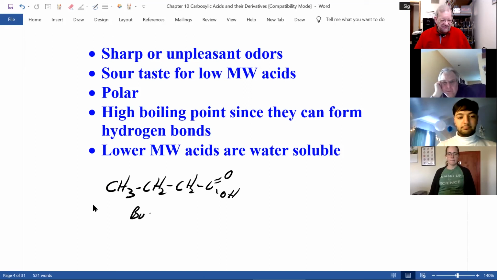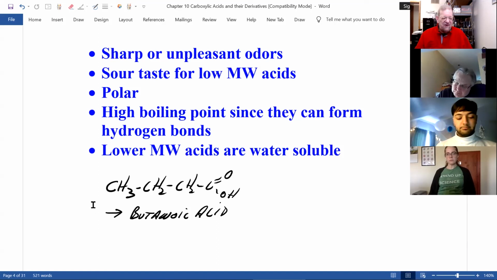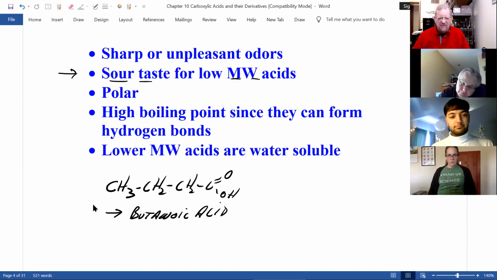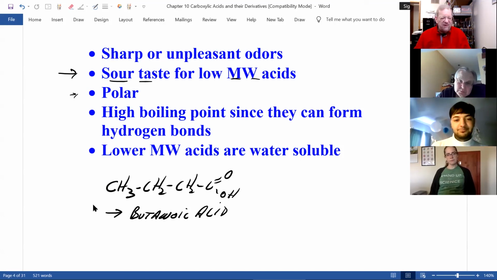This is butanoic acid. And the best way to describe what it smells like, I apologize, it smells like upchuck. If you threw up, this is what butanoic acid smells like. It's one of the most vile non-sulfur compounds I've ever smelled. Now, the lower molecular weight acids have a sour taste. You saw that in citric acid, MW short for molecular weight. Vinegar has a sour taste. I'll talk later about how they're polar. They have higher boiling points because they can hydrogen bond, and the lower ones are water soluble. This will never be on a test or a final of mine, but I thought it covered some stuff.